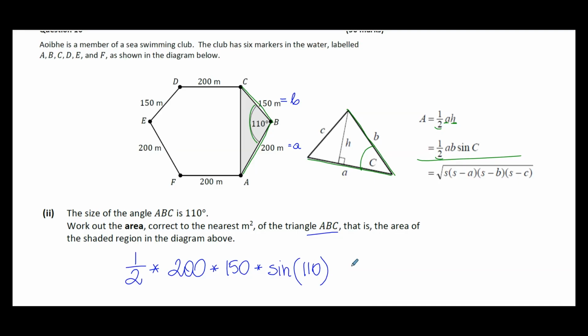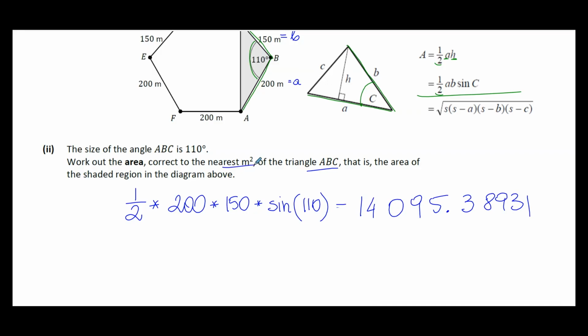And we put all of that in the calculator, we press equal, and we get 14,095.38931. Now the terms and condition, nearest meter, so the 3 gets cut off, but because it's less than 5, we just leave the number as it is. And let's not forget the measurement, which in this case is meters squared.